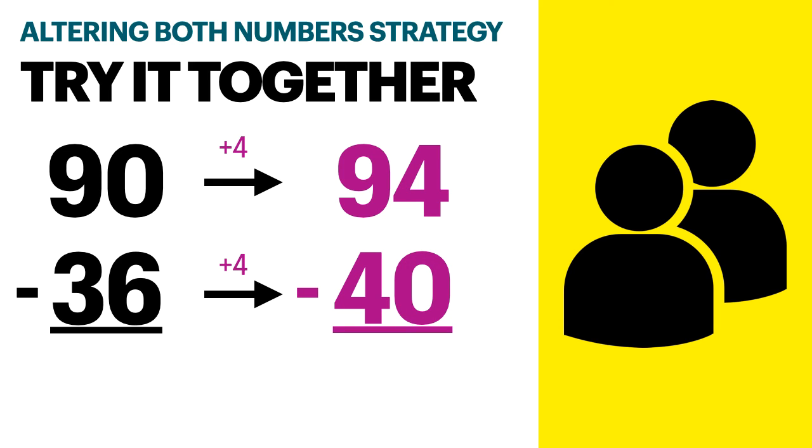Now my problem does not require any regrouping. We can subtract straight down to find the difference. What's 94 minus 40? Great, 94 minus 40 equals 54.